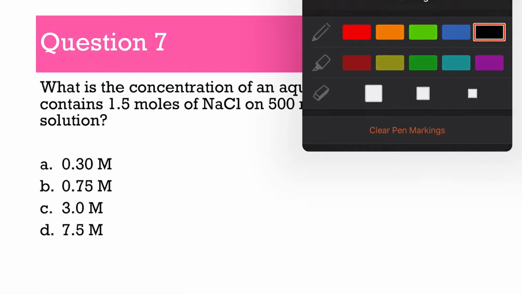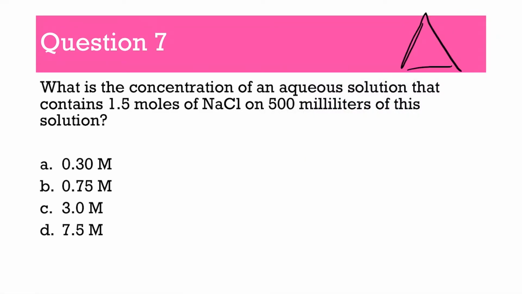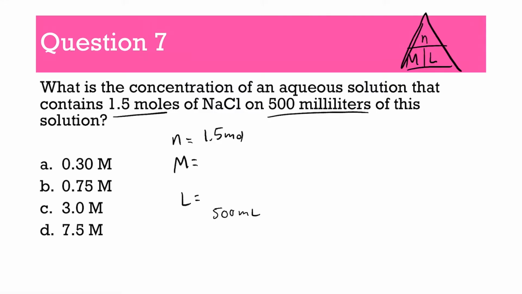Okay, number 7 is another molarity question. So again, let's add our molarity triangle: moles, liters. If you like plugging into the equation and going that way, that totally works as well. So we have our n, we have our M, we have our L. What's the concentration of an aqueous solution that contains 1.5 moles in 500 milliliters of solution?